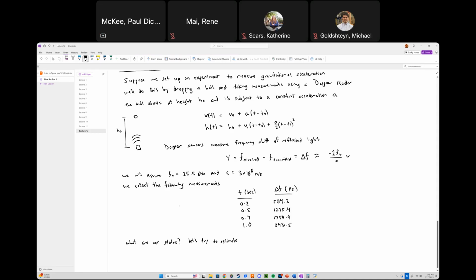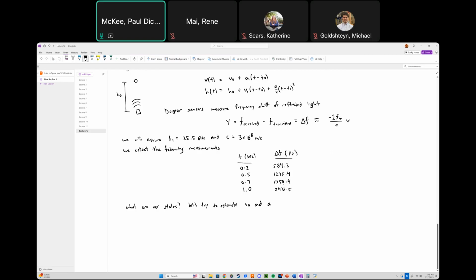Let's try to get initial velocity and initial acceleration, which is just constant. That's going to be what we try to measure. So we're not necessarily assuming that this ball drops from rest. It could have been dropped with some initial velocity.